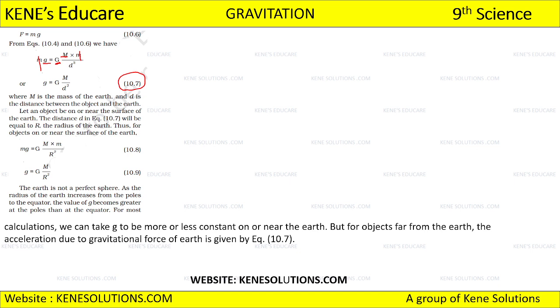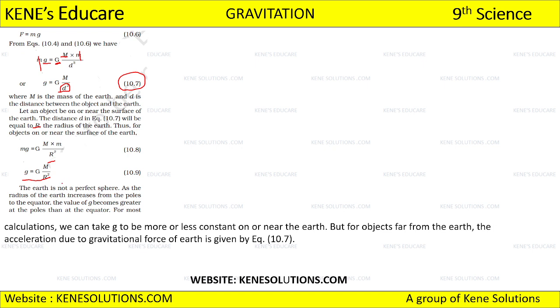Let an object be on or near the surface of the earth, where the distance d will be equal to capital R, the radius of the earth. So for objects on or near the surface of the earth, instead of d we write R square. Again we get g is equal to gravitational constant, mass of the earth upon radius of the earth square. This is the formula for acceleration due to gravity.